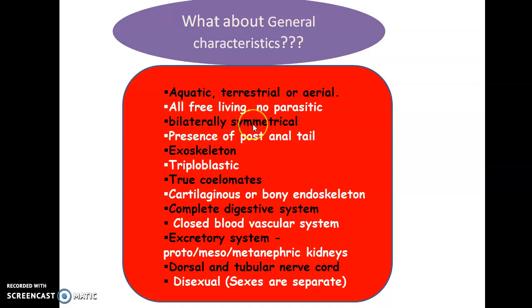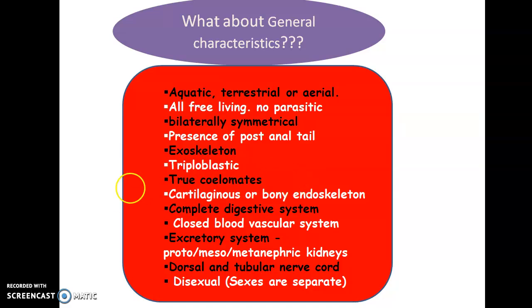I think there is no need of much more explanation. Then they possess a post-anal tail. Then they possess an exoskeleton. Exoskeleton means the external covering which provides protection to our body. For example, in the case of mammals, we have skin. In the case of birds, they have feathers. In the case of reptiles, they have scales, etc. Then they are triploblastic, which means their body wall consists of ectoderm, mesoderm and endoderm. Then a true coelom, a true body cavity that you can see between the alimentary canal and the outer body wall.